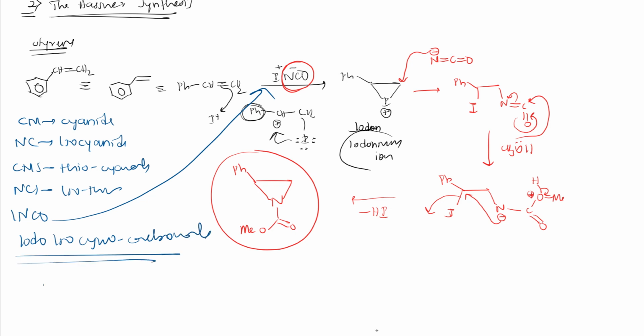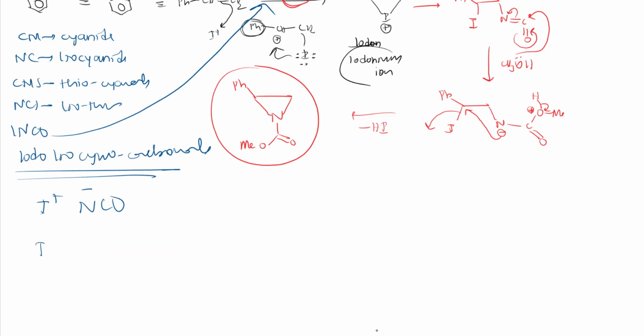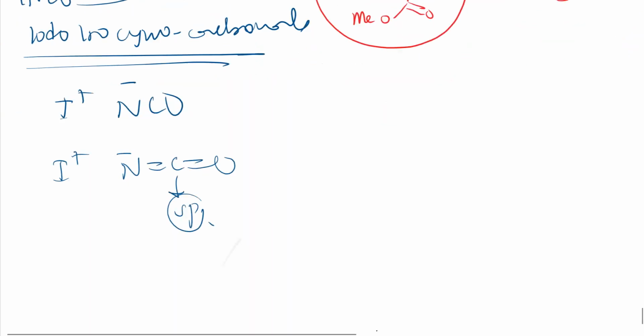In which I will be plus, NCO will be minus, and the structure I have told: I plus will be there, N double bond C double bond O, all are in a line because this carbon is sp hybridized, right? These are a few basics. I hope it is clear now. So the product I got was this one, it was like this: COOMe ester, N ester I got, and the Ph group was there, right?